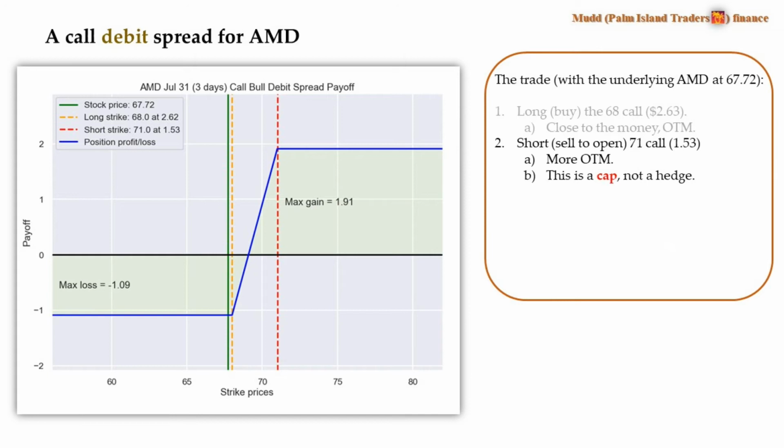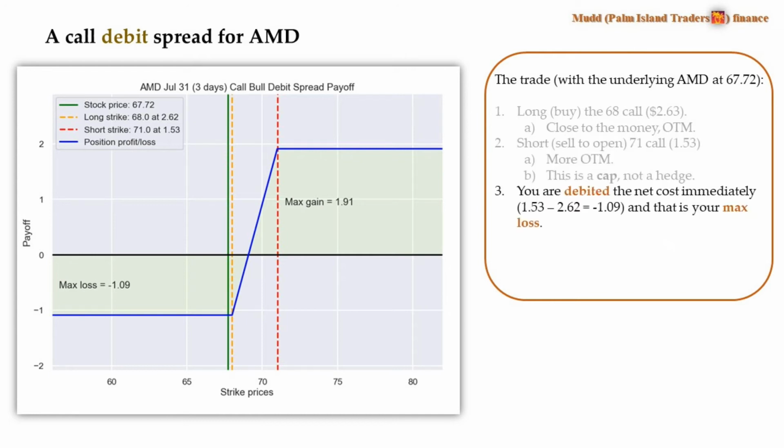We do a short sell at 71 for $1.53, again more out of the money, and again this is a cap and not a hedge. And so you are debited the net cost immediately, minus $1.09, and that is your max loss, and that's where you start because you start with a debit, unlike the credit spread where you start with a credit.